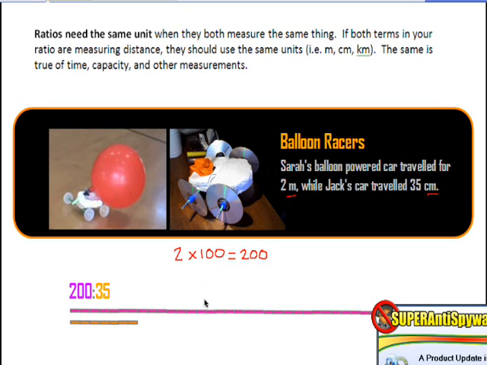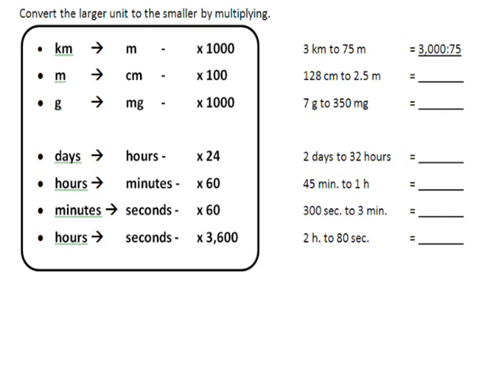Sometimes this also works with time. Sometimes one measurement would be hours, and one measurement would be seconds. We need to convert one of those so that both of them measure the same unit of time.